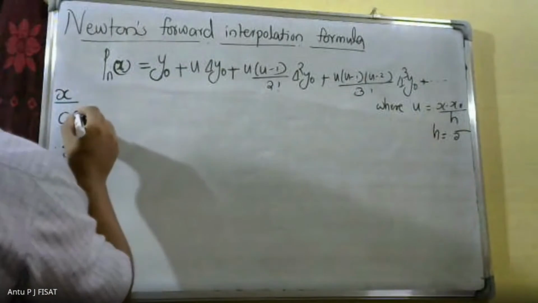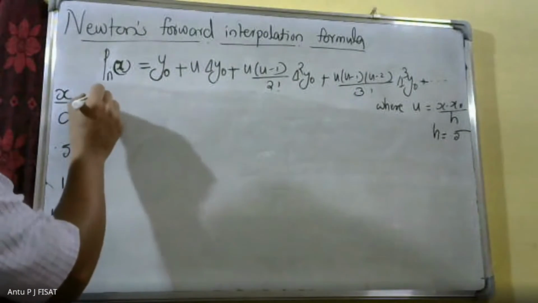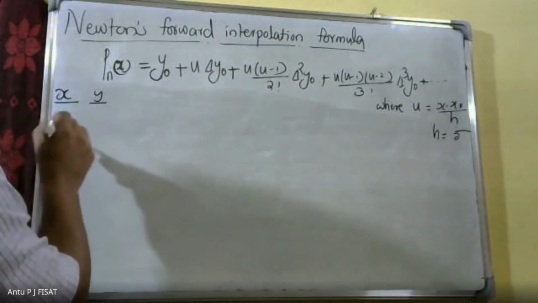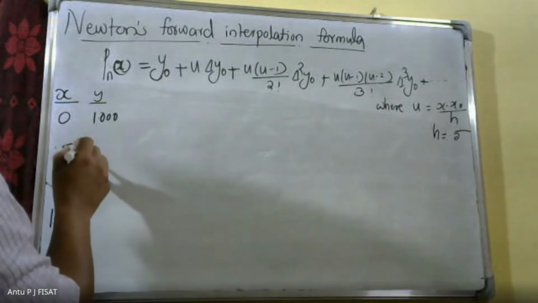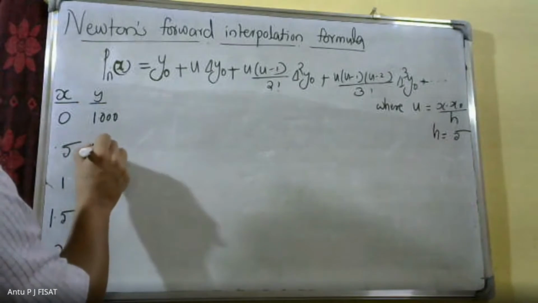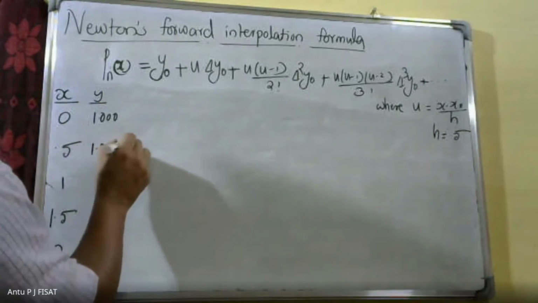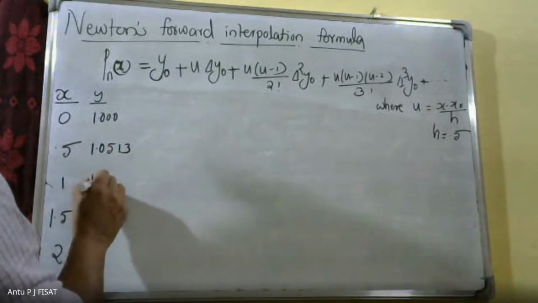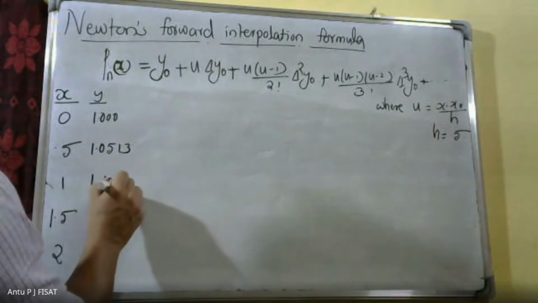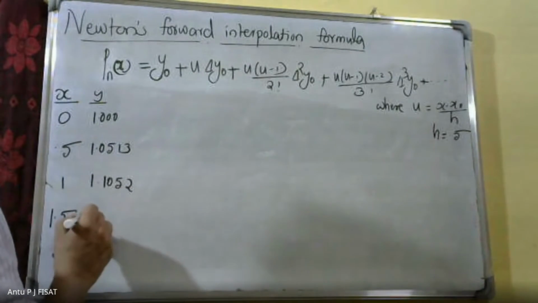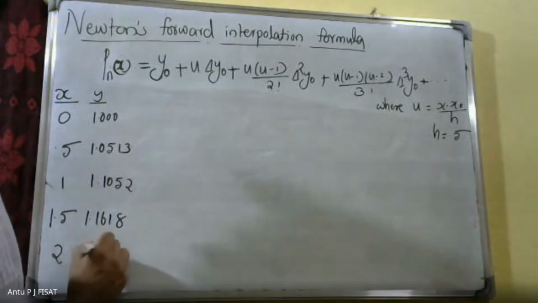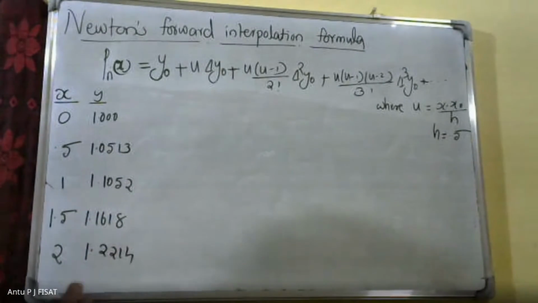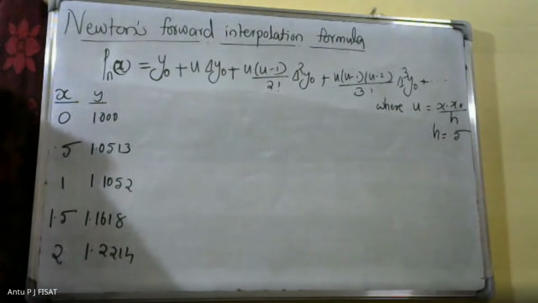Then write the corresponding y values. The corresponding y values are 1.00, then the next value 1.0513, next value 1.1052, next value 1.1618, next value 1.2214.